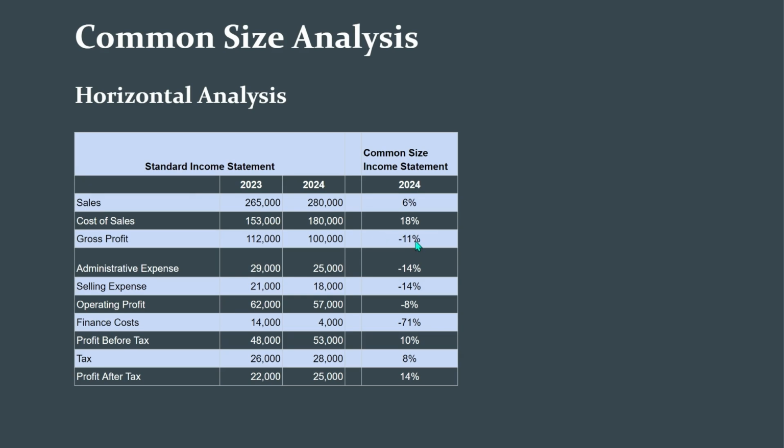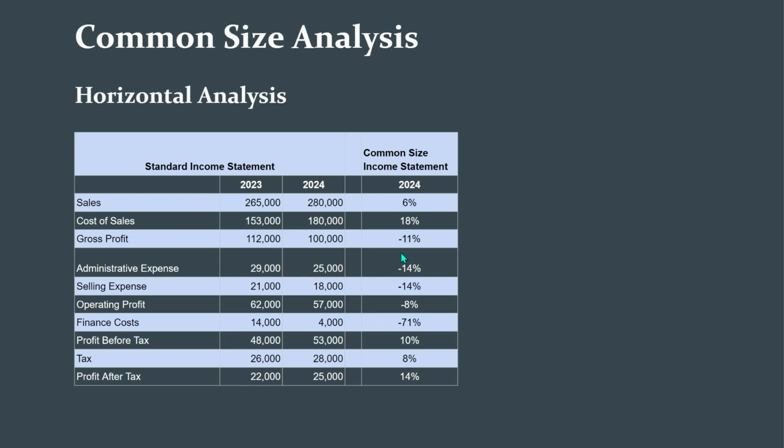We see that gross profit is down 11% from 112,000 to 100,000 on account of higher cost of sales and a slower growth in sales. Moving down the line, we can see where operating profit is down 8%, finance cost is down 71%, which is a pretty big decrease. And we can see that our profit after tax is up 14% from 22,000 to 25,000 in 2024. When you do the horizontal analysis, you'd want to examine the items that have significant changes.